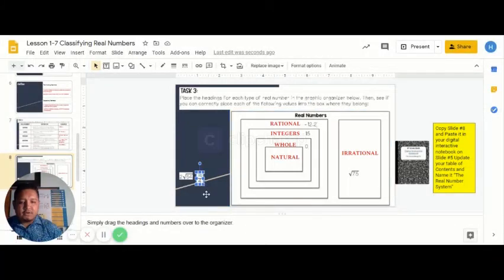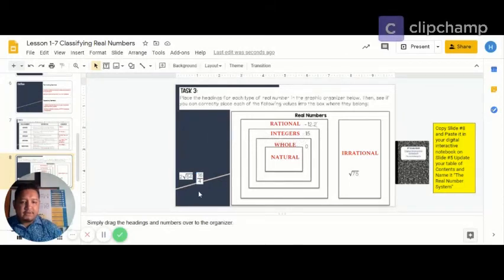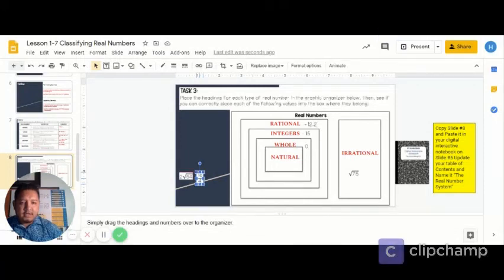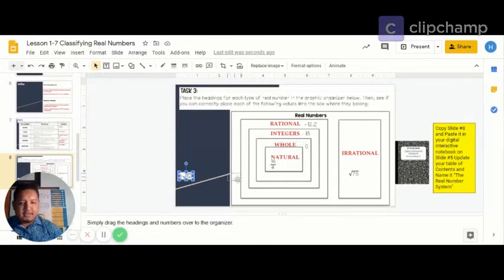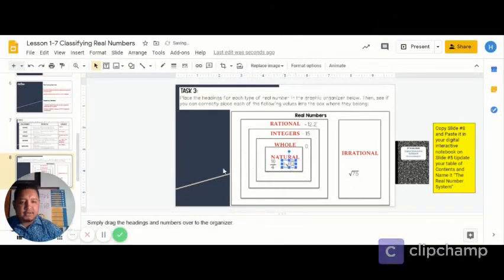Now, 16 over 4. 16 over 4 is a fraction. But if we divide 16 by 4, we get the number 4. The number 4 is a natural number. And so we're going to put this fraction, even though it looks like a fraction, when we reduce that, it is the number 4, and it is a natural number. Now, 2 times the square root of 64. When we find the square root of 64, that is 8. 2 times 8 is 16. So 16 will be a natural number there.